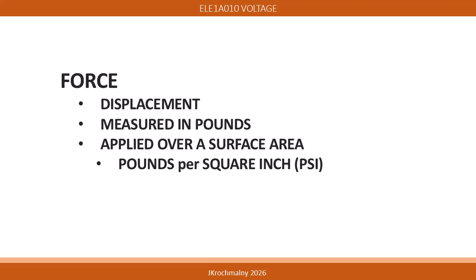Energy is needed for anything to move. When a force is applied to an object, displacement can happen. When a force results in a movement, we can then say work was accomplished. When referencing mechanical work, force is measured in pounds. These pounds of force are applied over a surface area. The typical measuring term becomes pounds per square inch, or PSI.